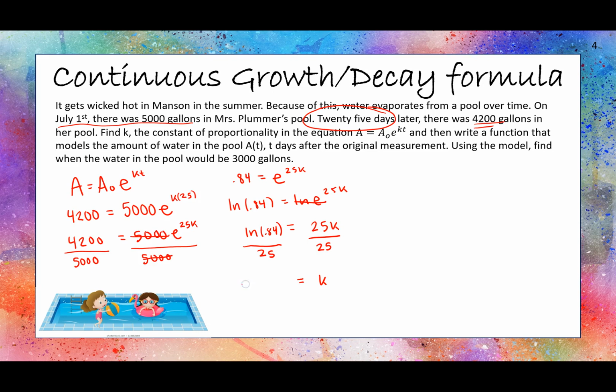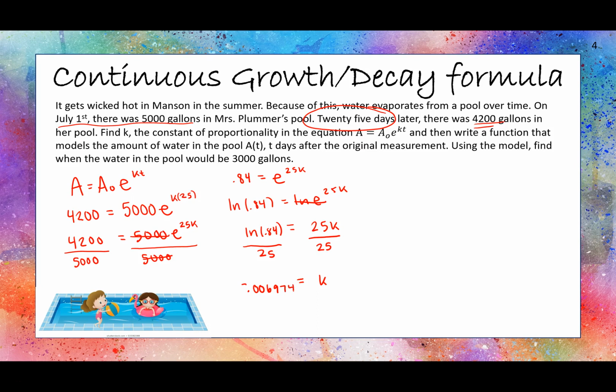So I get a negative, and in this case I'm really happy I got a negative because, remember, our water is evaporating, it's disappearing. So this is exponential decay. So we're happy about this.